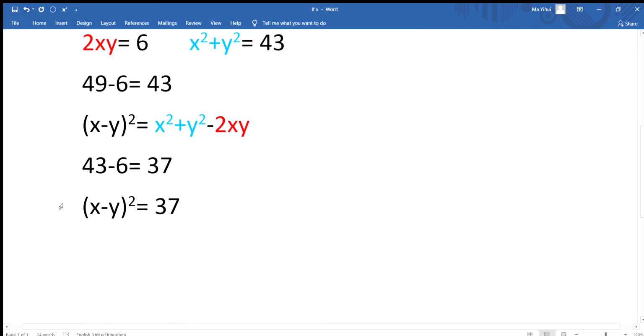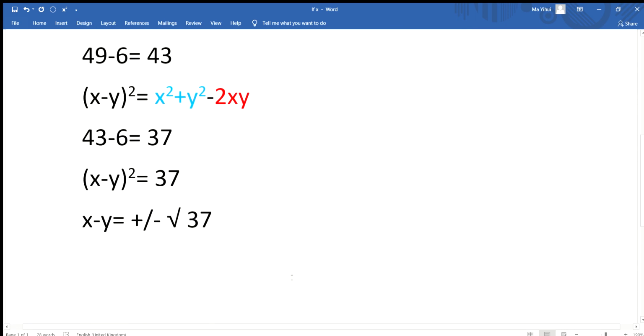And how are you going to isolate this? You're just going to take the square root of both sides. So x minus y, you're going to get positive or negative square root of 37. And that is your answer. Now we're done. This is our answer.